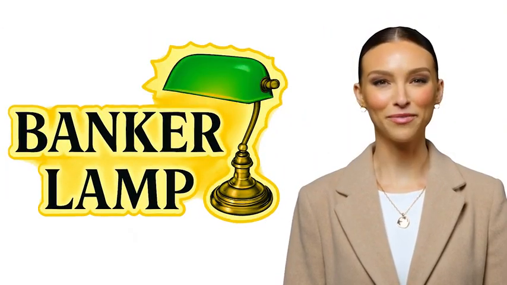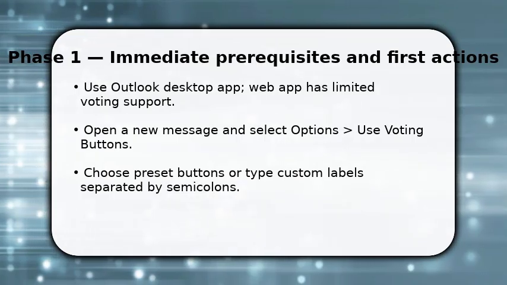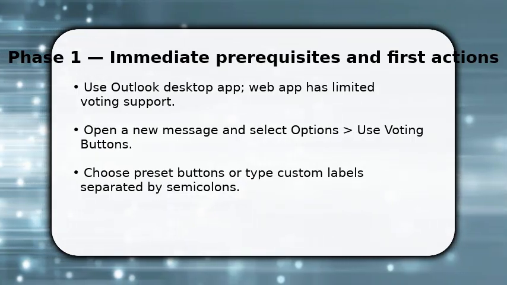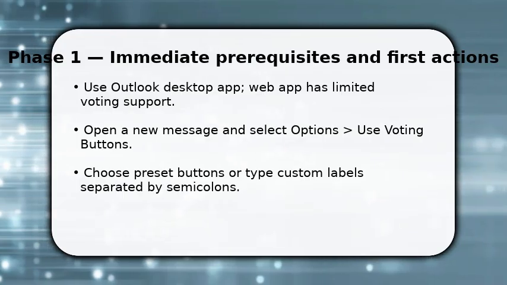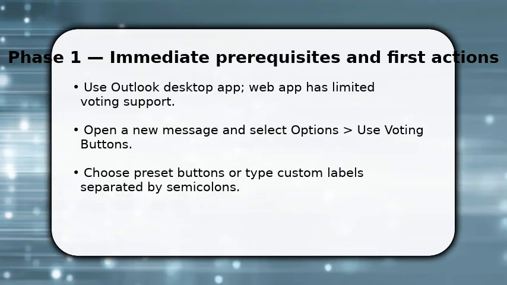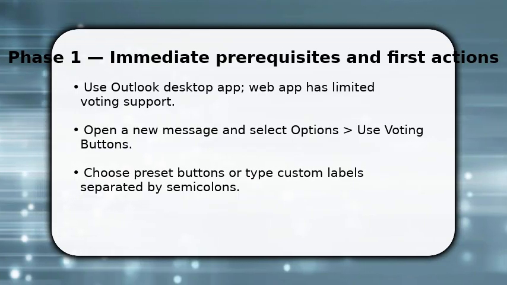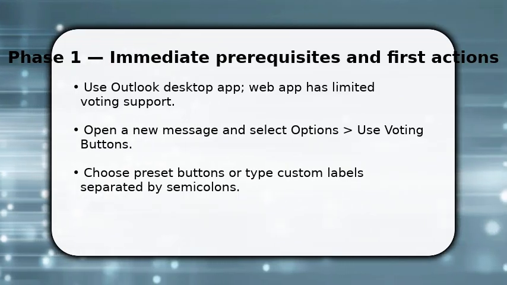Please enjoy the video. You start inside the Outlook desktop app because that is the reliable path for voting buttons. First, compose a new message and go straight to Options. Select Use Voting Buttons. Pick a preset set or type custom labels separated by semicolons. This creates the interactive choices recipients will see.